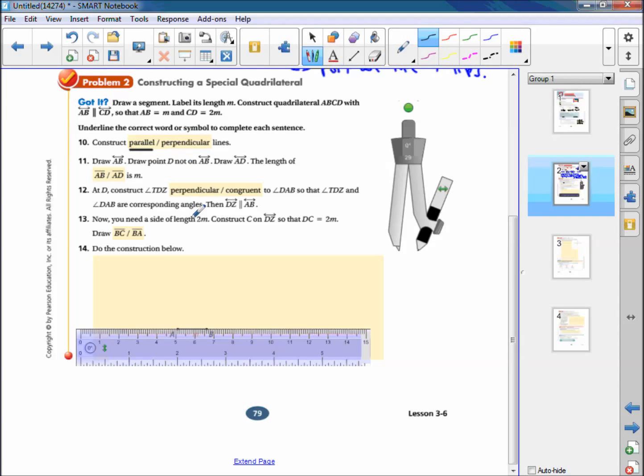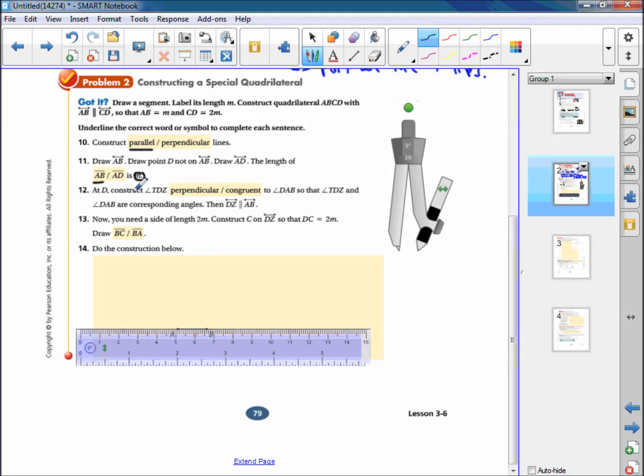Construct parallel lines. Okay, so we're going to draw AB. Then draw point D not on AB. And then draw AD, the length of AB. We're going to make that be M. So we know that the length of AB is M.